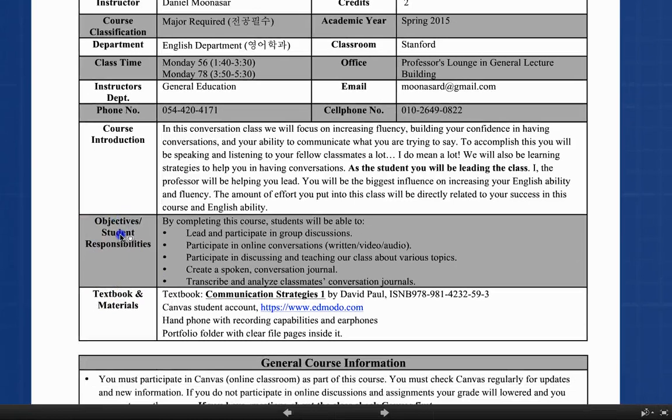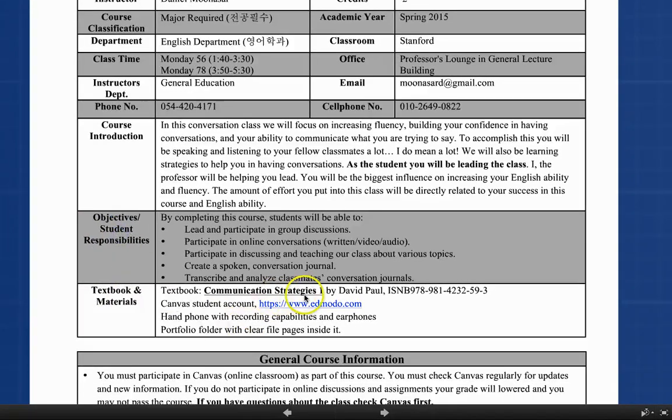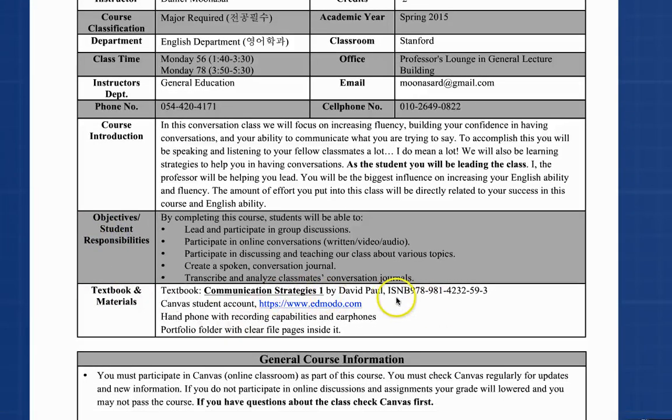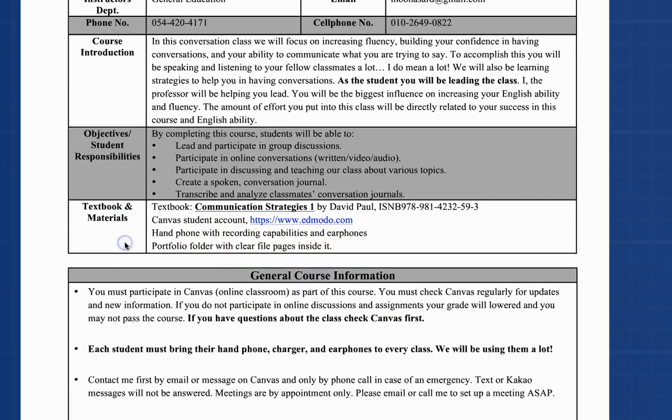For our textbook, you're going to need Communication Strategies 1, and this number here, the ISBN number, is the number you can show the bookstore to get the correct book. You also need a student Canvas account, which I think you guys already have, and every week you need to bring your handphone, make sure that you have recording software, earphones, and a phone charger. You also need to have a portfolio with clear files in it.